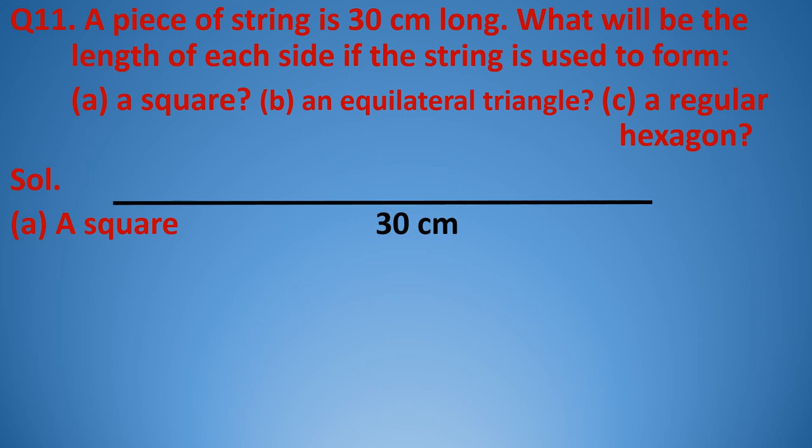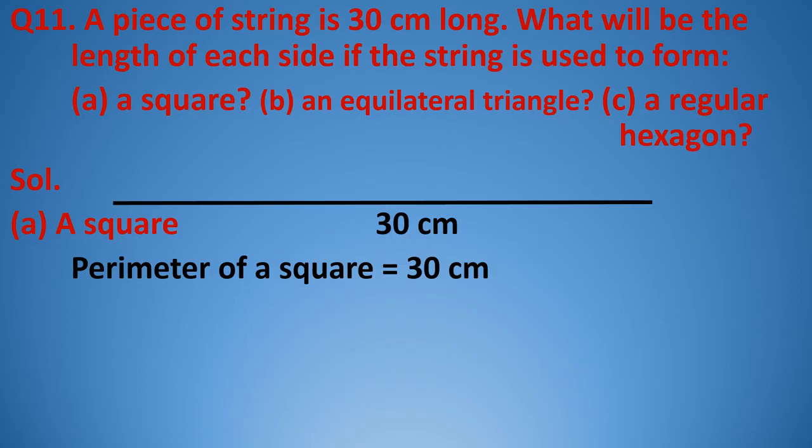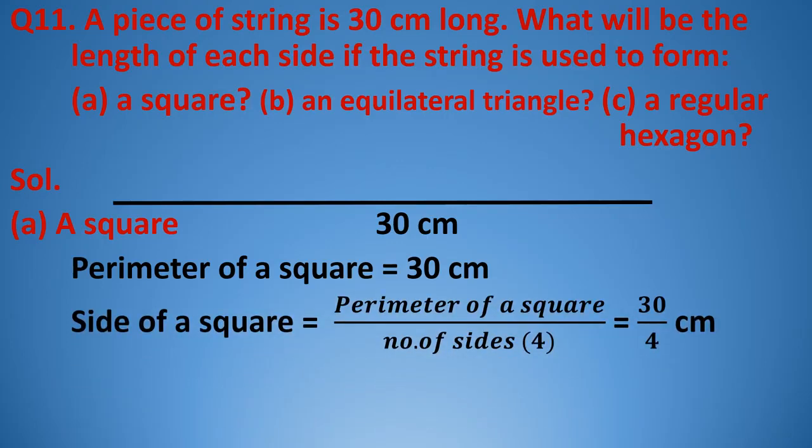When we are finding a side of a square, perimeter of a square is 30 centimeter. See the string, 30 centimeter long. Now this 30 centimeter long string we are using to form a square. So this 30 centimeter is the perimeter of a square. And what is the formula to find out the side of a square? That we have learned just now. Side of a square equal to perimeter of a square divided by number of sides.